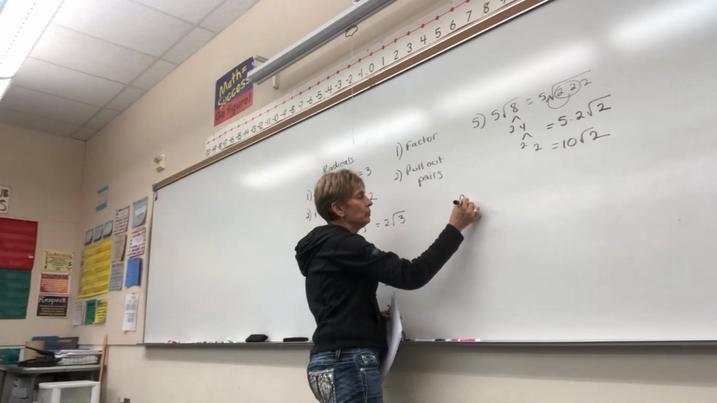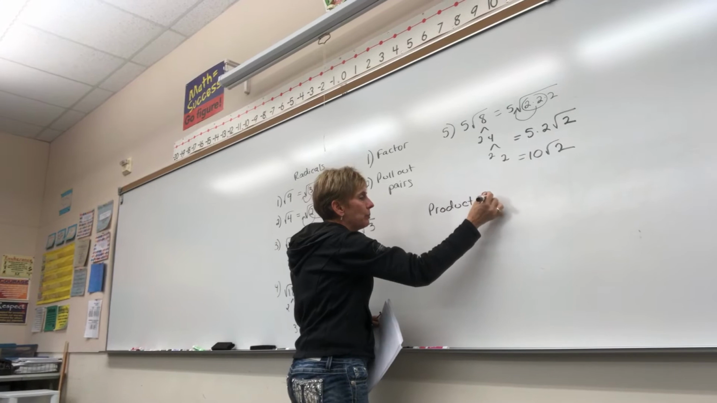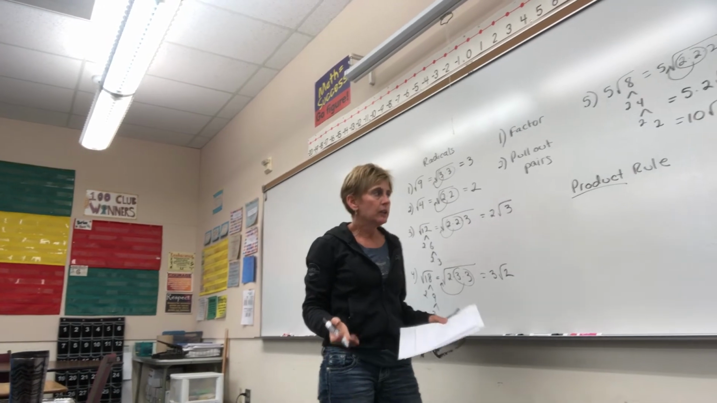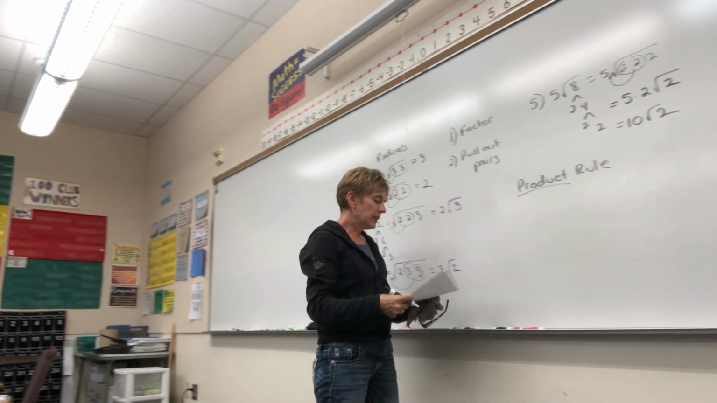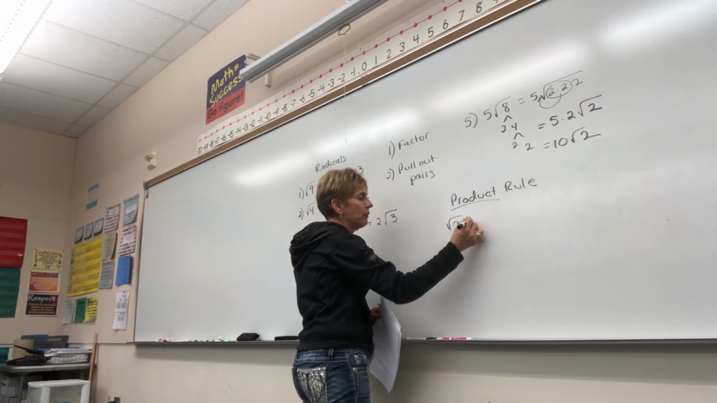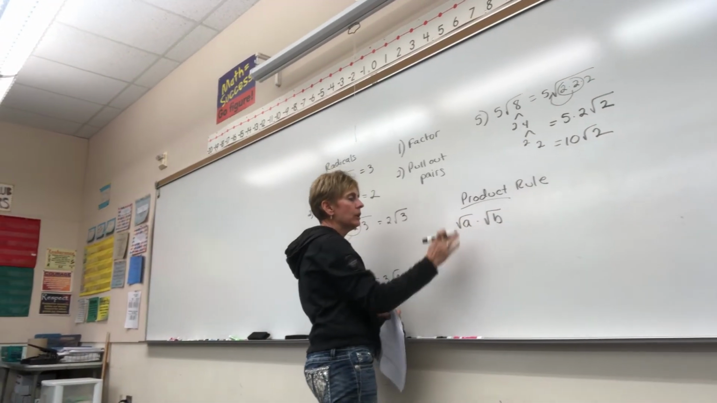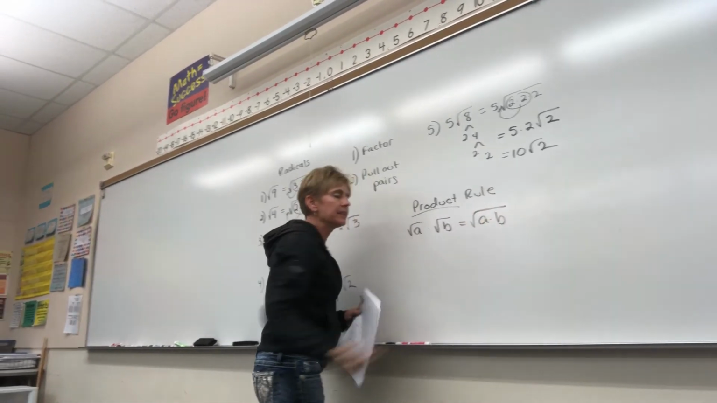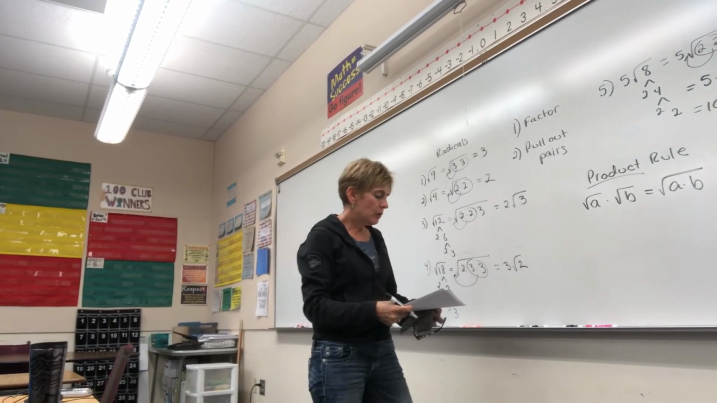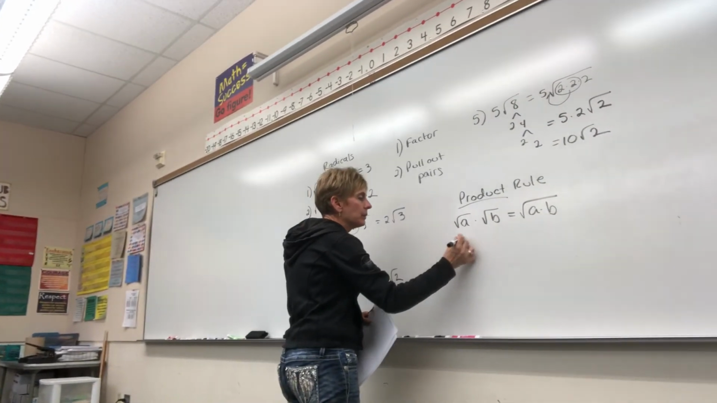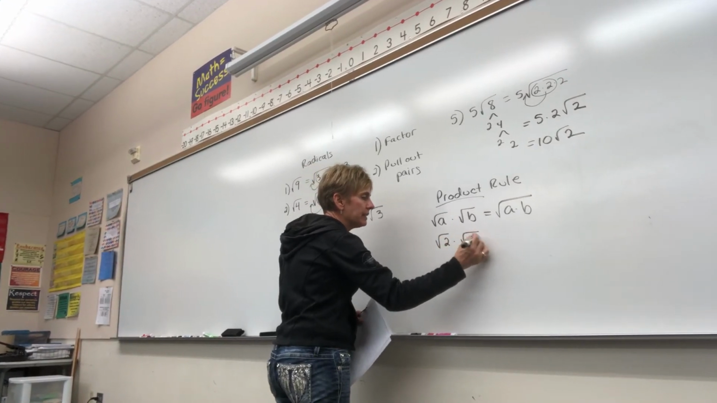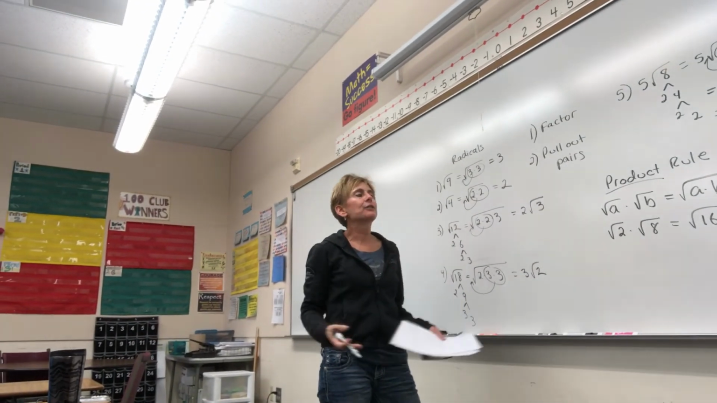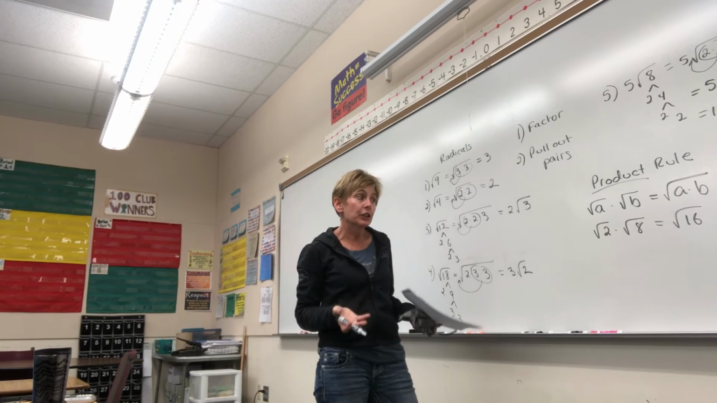So the first rule that I want to tell you about is something called the product rule. And product, as you may know, is just a fancy name for multiply. So it's like a multiplication rule. And what it basically tells us is if we have the product of 2 radicals, so for example, square root of a times the square root of b, we can put them together underneath the same square root sign. So if I have, for example, the square root of 2 times the square root of 8, it becomes the square root of 16.